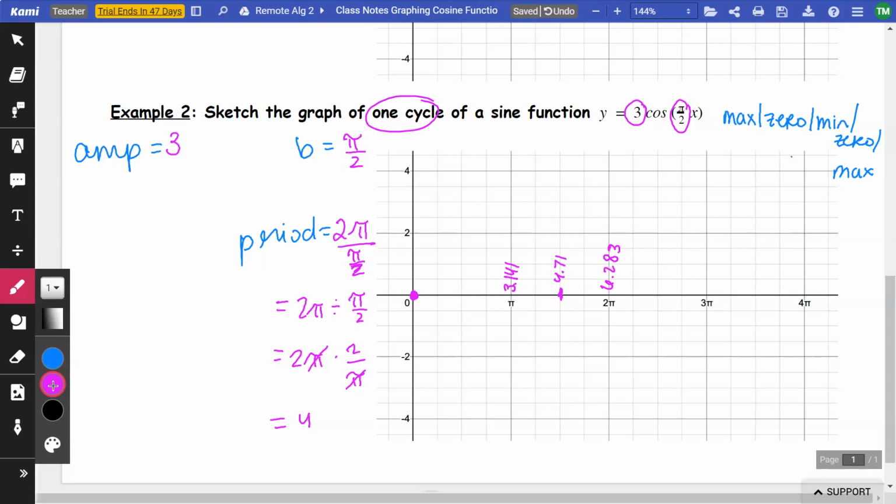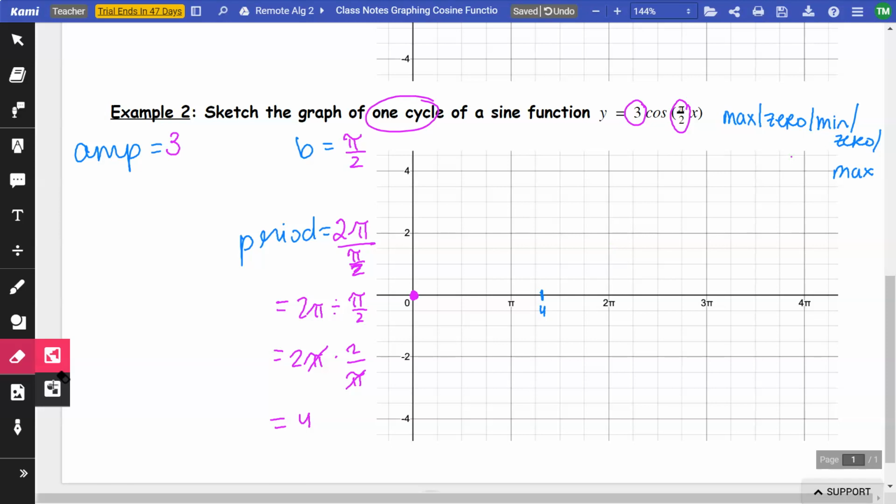Okay, so then halfway between 3.141 and 4.71, I'm just going to subtract those two, divide it by 2, and then add it back to 3.141. That gives me 3.9. So this would be 3.9. So 4 is basically here. This is 4. And we're clearly estimating that a little bit, and I'm okay with that, no worries.